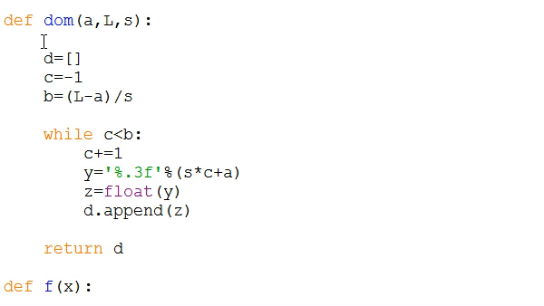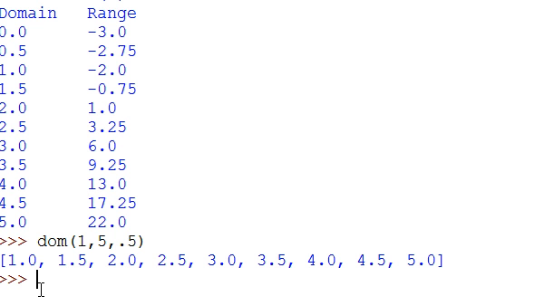But we were looking at this function and its actual output, which was the domain. That happened to be here. So this is the actual domain if we were going from 1 to 5 with a step of 0.5: 1, 1.5, 2, 2.5. So we were storing the elements of our domain in a list.